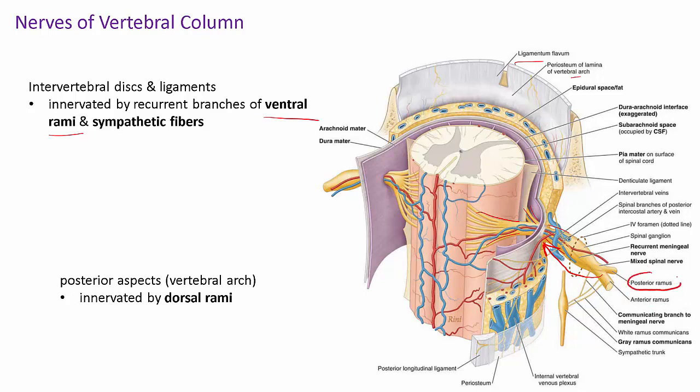So here we have our posterior ramus right there. That's going to come back and supply the transverse processes, the lamina, the spinous process. So hopefully it makes sense. Anterior goes anterior, posterior goes posterior.